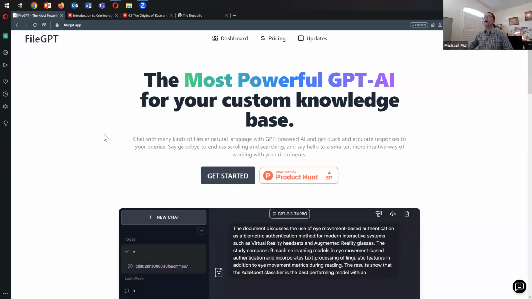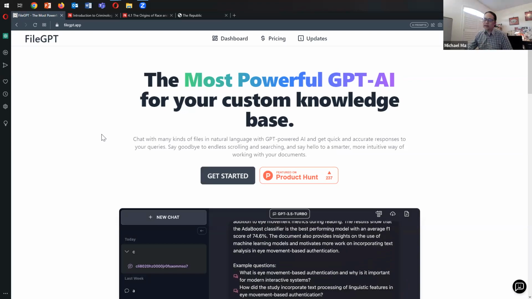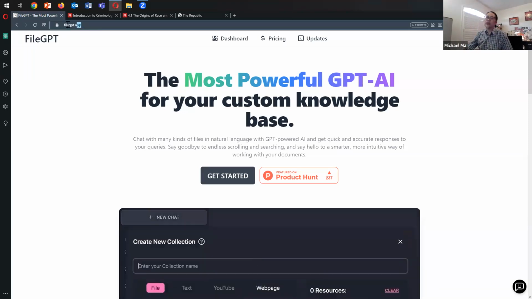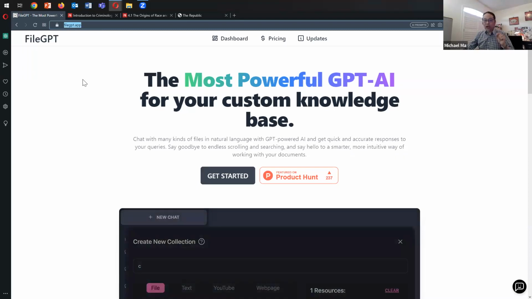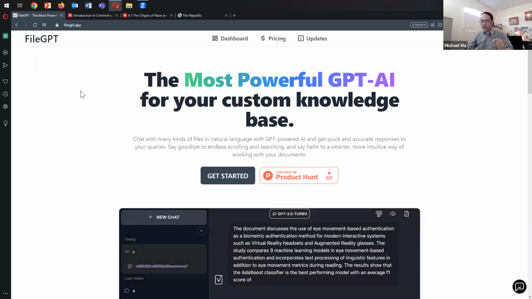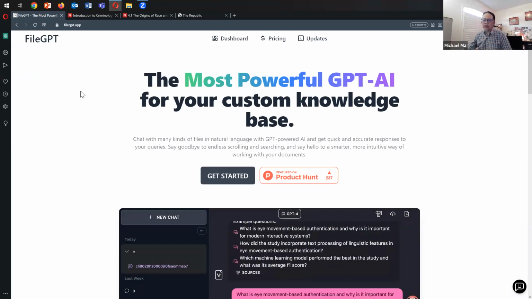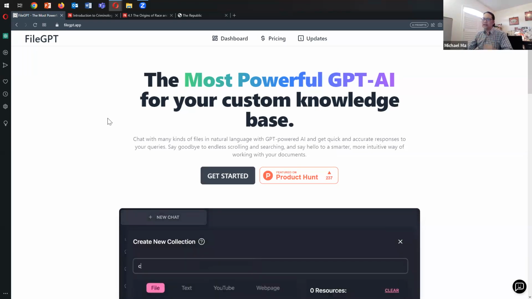Its extension is a bit different than most other extensions. The location, as you can see here, is FileGPT.app. So it's not .com or .net or anything like that. So it's FileGPT.app. If you Googled FileGPT, you would find this. You would come to this landing page.